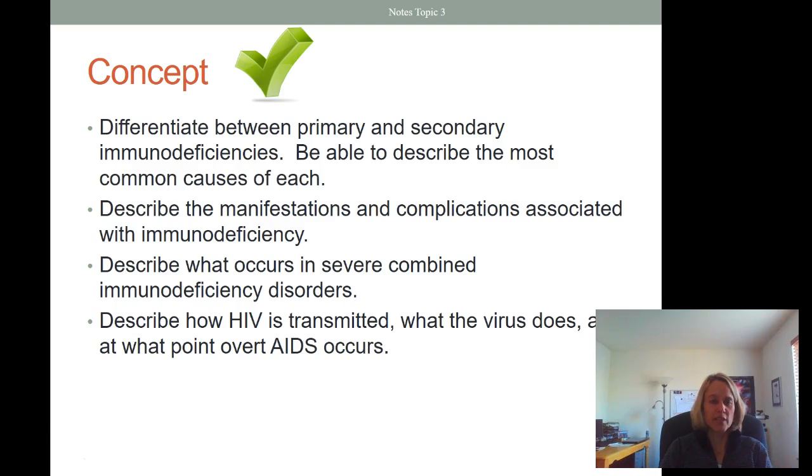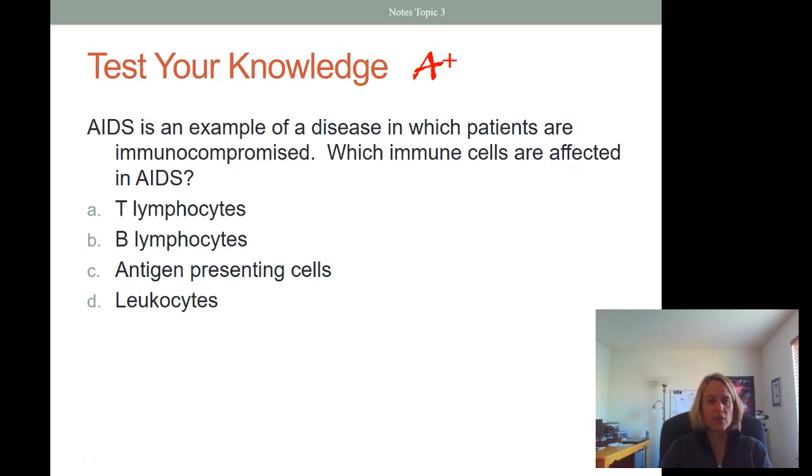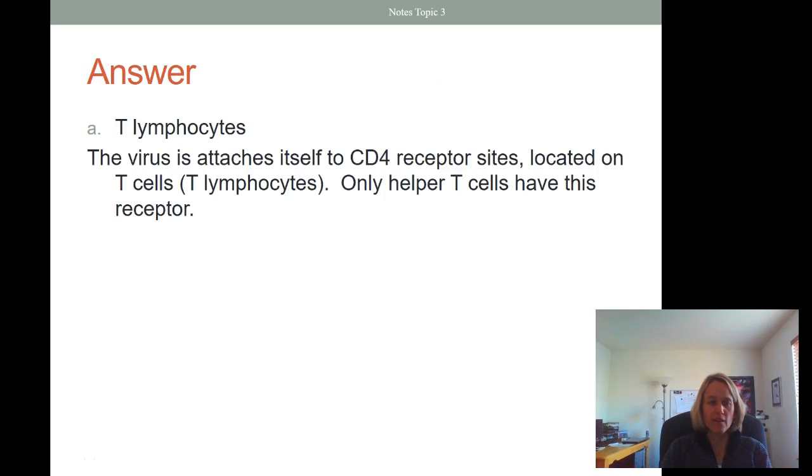Okay, so be sure you check out the concept check, and then we have a couple questions for you. So AIDS is an example of a disease in which patients are immunocompromised. Which immune cells are affected in AIDS? The answer is T cells, helper T cells, which are CD4.